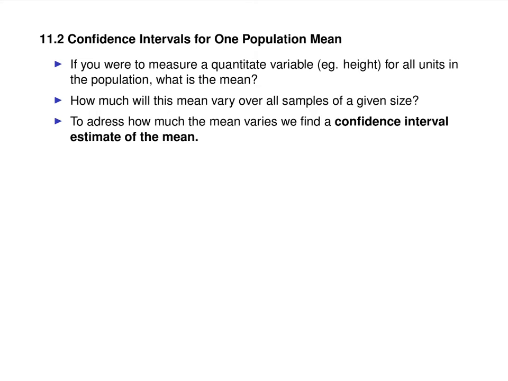So suppose you want to estimate a population mean. So the first question you're answering is that if you were to measure some quantitative variable like height, weight, something like that, what is the mean? How much is the mean going to vary across all samples of a given size? And then to address how much the mean varies, we're going to find a confidence interval estimate of the mean. And this confidence interval will give us sort of a range of plausible values for that mean.